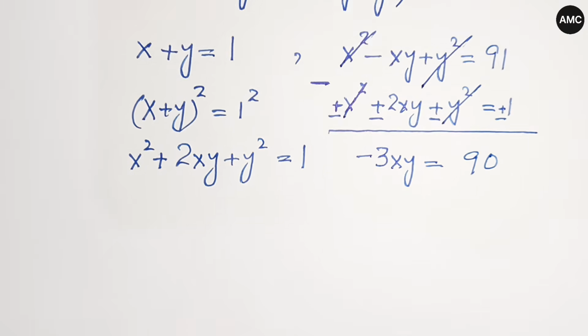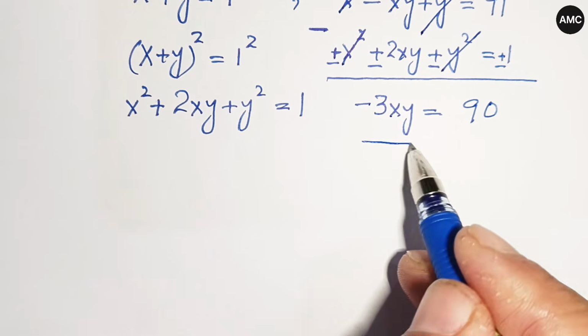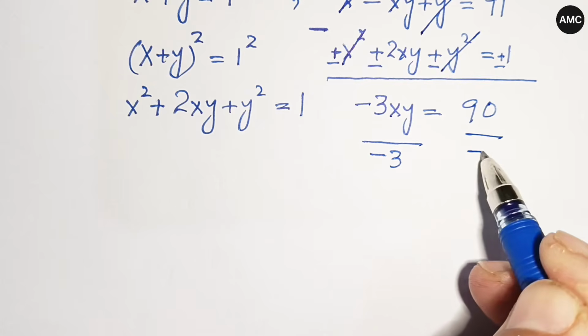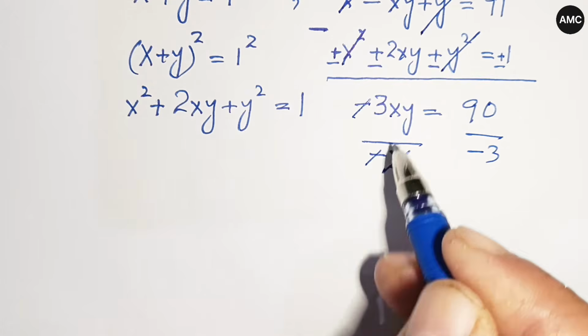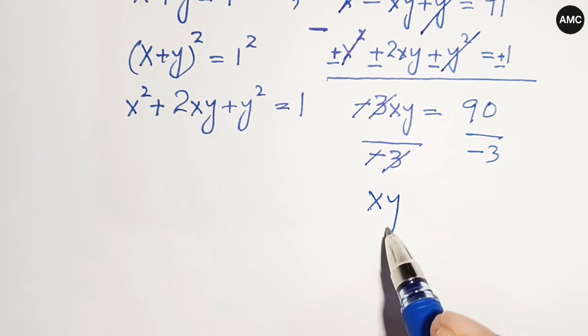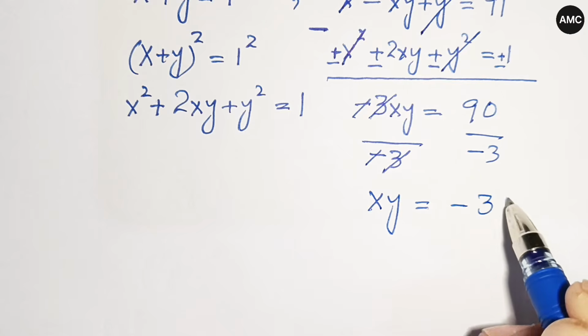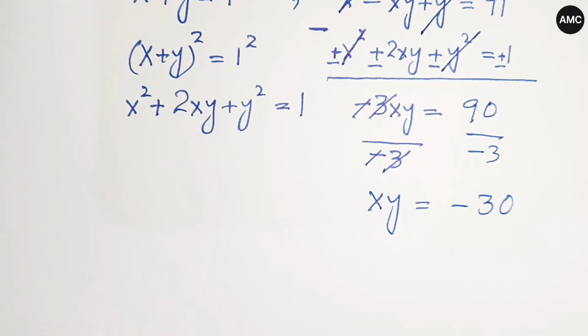So here we have to find xy. If we divide by minus 3 on both sides, the negative sign is cancelled, 3 with 3, and we get xy is equal to minus 30.